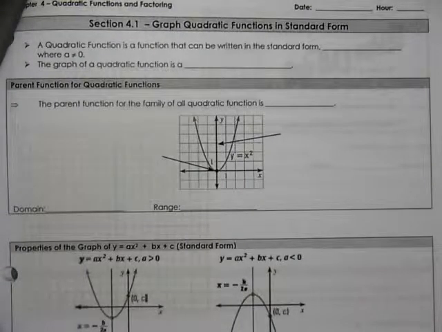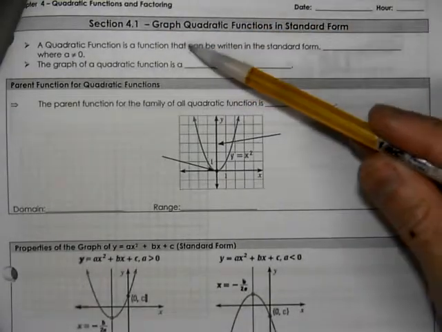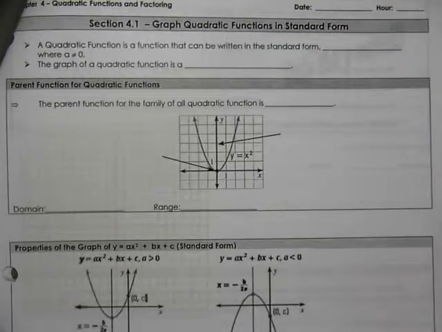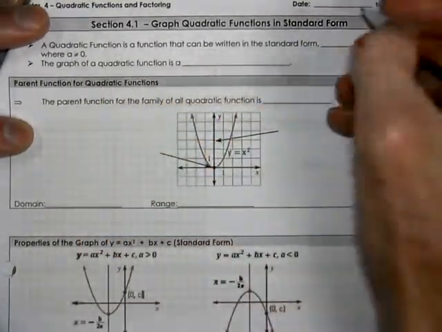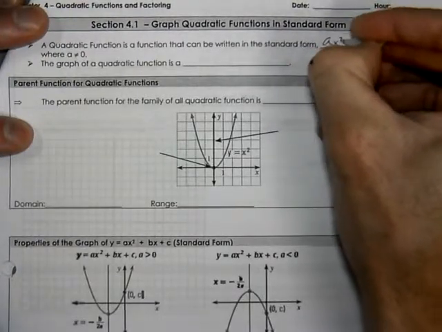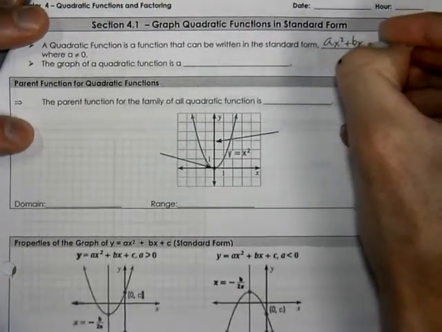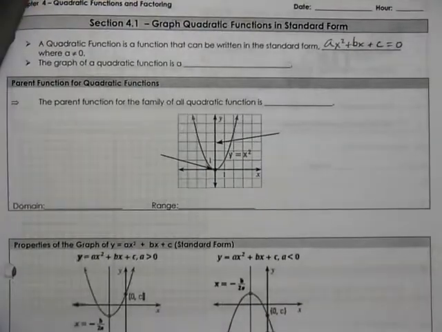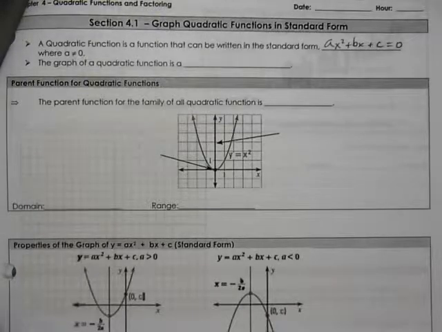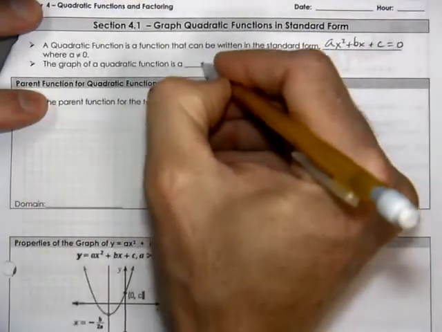This is Algebra 2 with Trig, Unit 4.1. We'll be graphing quadratic functions in standard form. A quadratic function can be written in the form of ax squared plus bx plus c. Now that'll equal 0 if you're solving, or that could equal y if you're graphing. The graph of a quadratic function is going to be called a parabola.